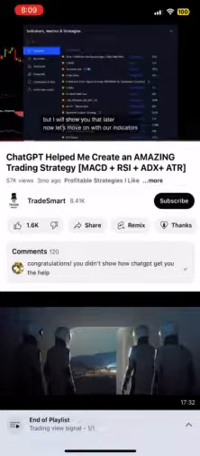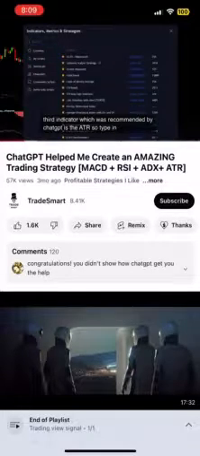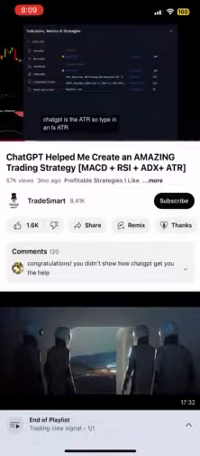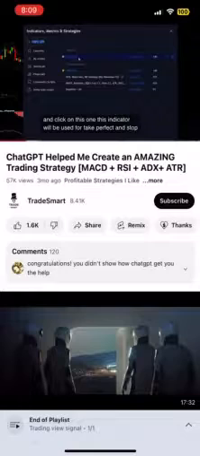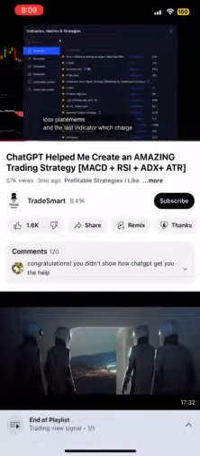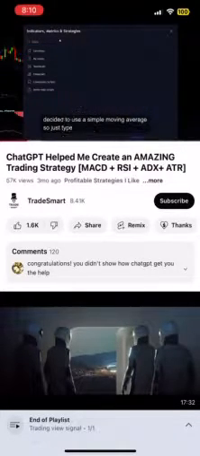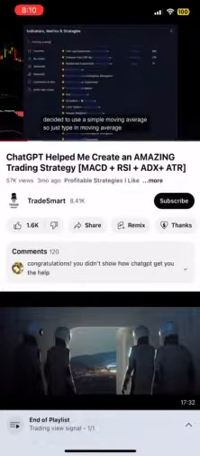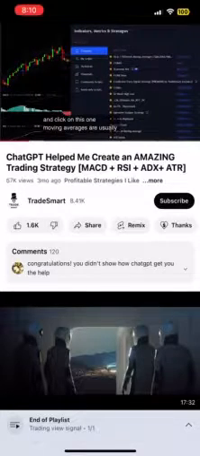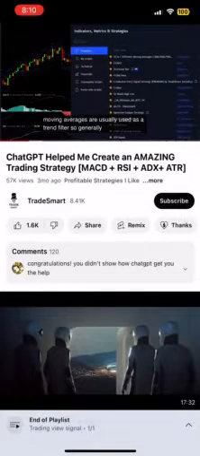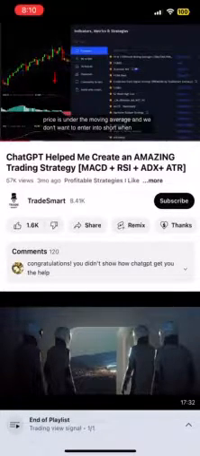Now let's move on with our indicators. Third indicator which was recommended by ChatGPT is the ATR. So type in an NFX ATR and click on this one. This indicator will be used for our take profit and stop loss placements. And the last indicator which ChatGPT recommended was the moving average. I decided to use a simple moving average, so just type in moving average and click on this one. Moving averages are usually used as a trend filter. So generally we don't want to enter into a long position when the price is under the moving average, and we don't want to enter into a short when the price is above the moving average.